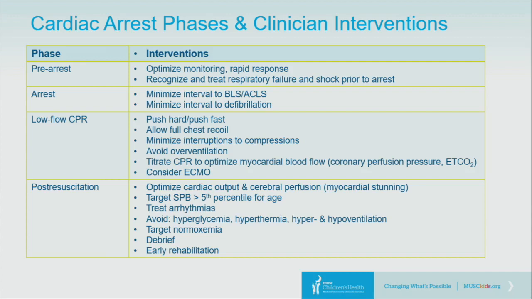In the post-resuscitation phase, you need to pay attention to cardiac output. There's often myocardial stunning. You want to target a systolic blood pressure at least the 5th percentile for age, treat any arrhythmias, avoid hyperglycemia, hyperthermia, which we'll talk about more in a second, as well as hyper and hypoventilation. You need to target normoxemia, so you don't want the patient to be hypoxic, but at the same time, you don't want their PO2s to be 400 or 500 because that can have adverse effects on long-term central nervous system outcomes.